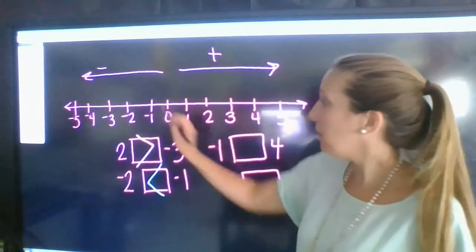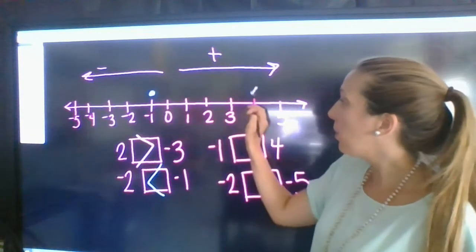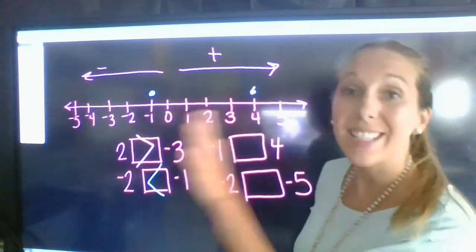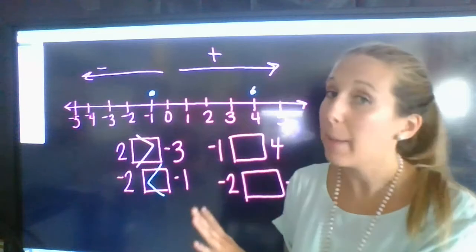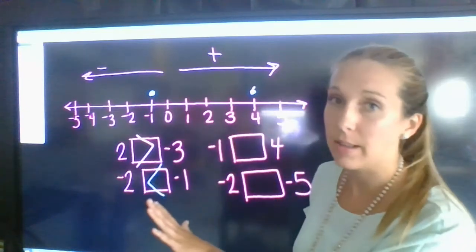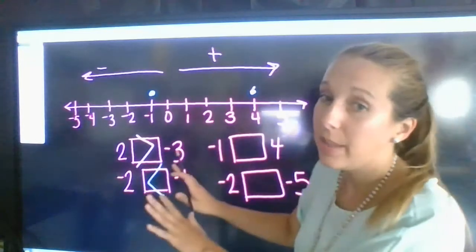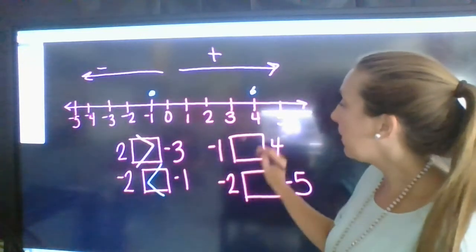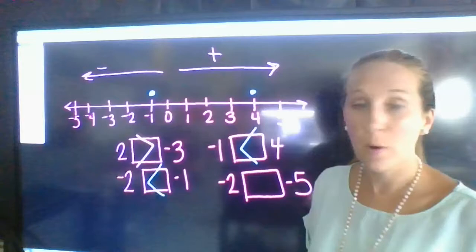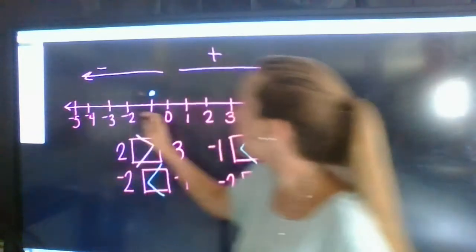Now let's look at -1 and 4. Again, the -1 is negative, so no matter what that positive is, it's going to be less than the negative. Then we have 4 that's a positive, so it's going to be greater than the negative. So -1 is less than 4. All right, so let me erase those.